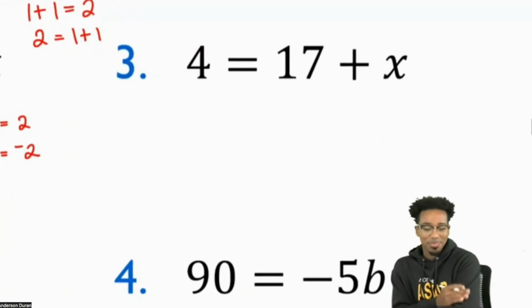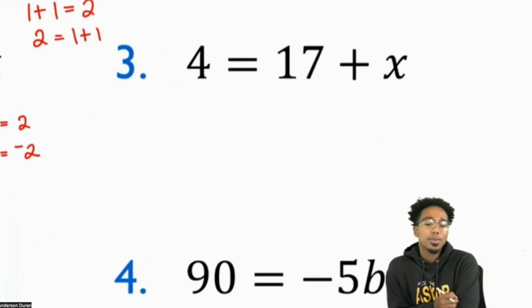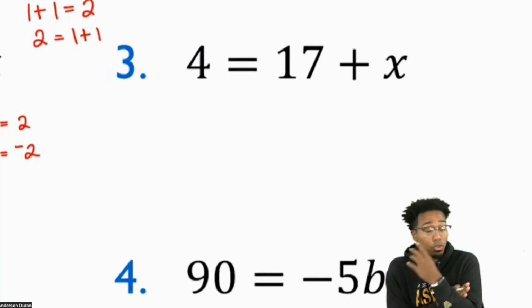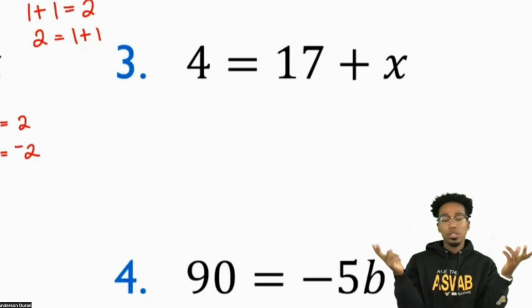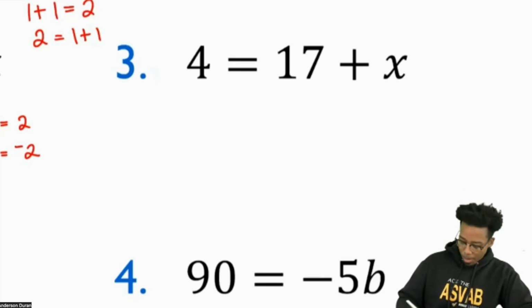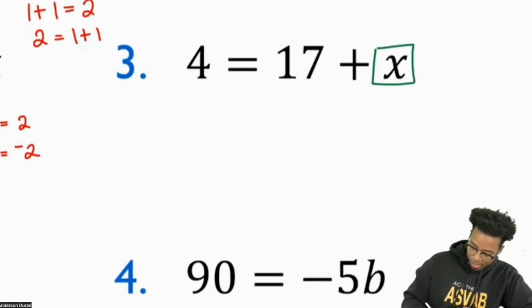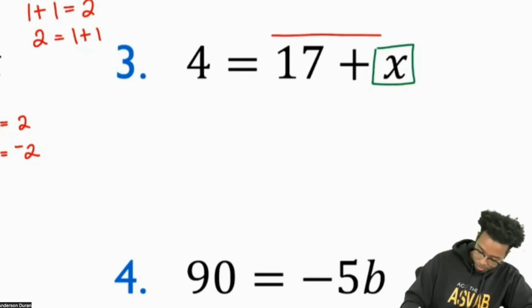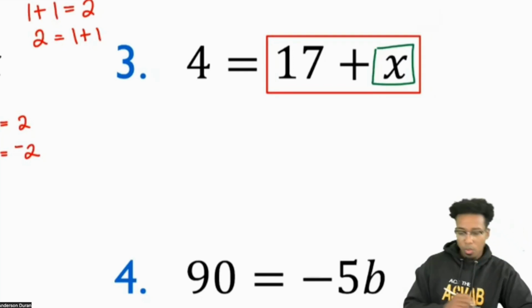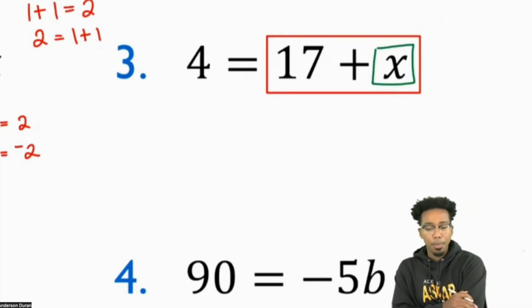Number 3. So here we're looking at 4 equals 17 plus x. So a lot of people seem to misunderstand questions like this because we may not be seeing what operation is happening with the x. But my party people, let's see if we know this. What is currently happening to the x? What operation is currently happening? Right, there's a 17 being added.